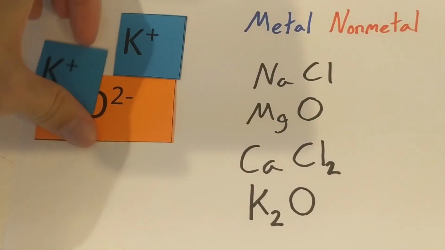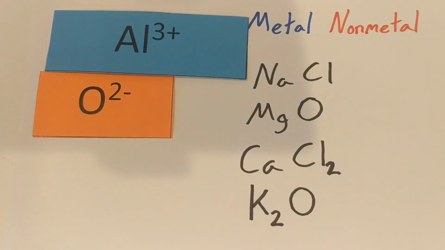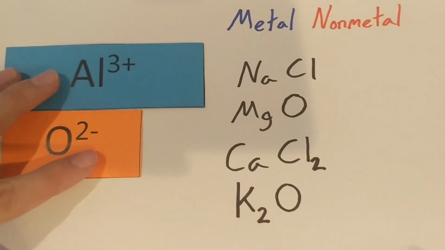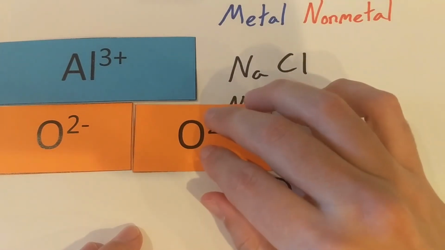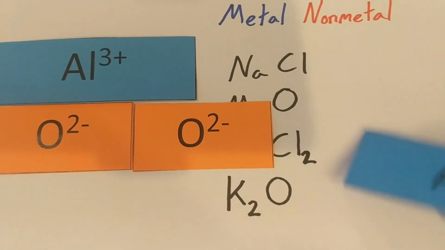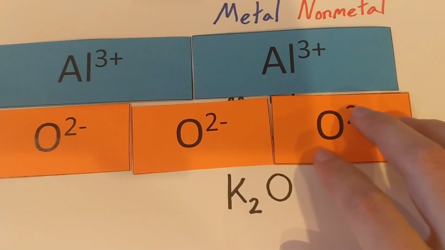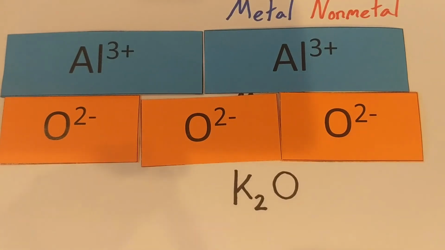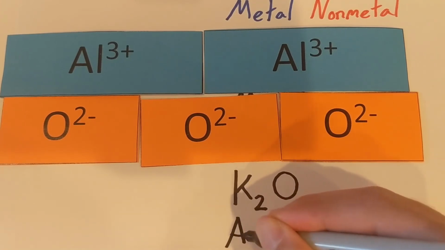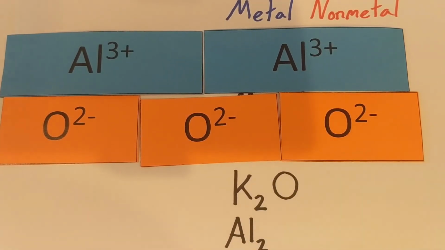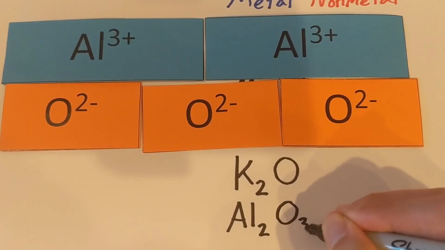And then in our example with aluminum oxide, you remember sometimes we have multiple of more than one type. So in aluminum oxide, we had to add multiple oxides and multiple aluminum to balance our charge out. So for something like that, we would have aluminum 2 oxide 3.